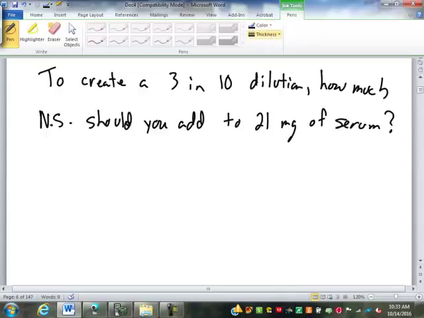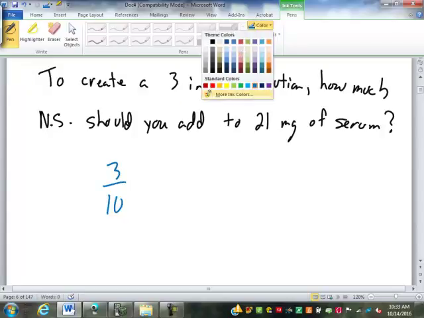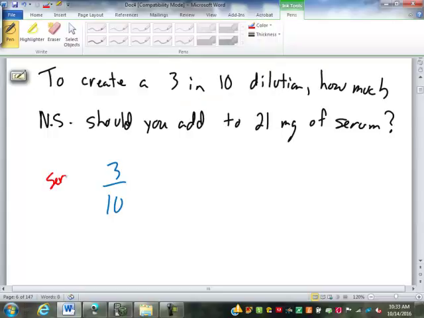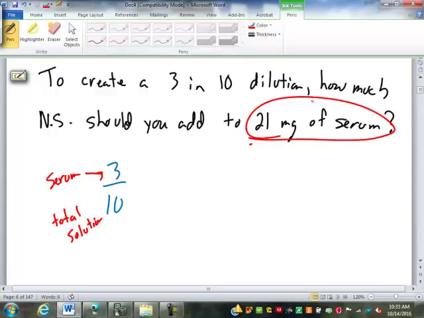So looking at this, we have the 3 in 10 dilution. And again, the 3 represents the serum, and the 10 represents total solution. Well, here we are given the amount of serum. We're not looking for the amount of total solution. So we have 2 options. We could use this ratio and make a proportion, cross multiply and divide, but we'd have to subtract later. So I'm going to do this. I'm going to create the ratio of serum to water, to NS.